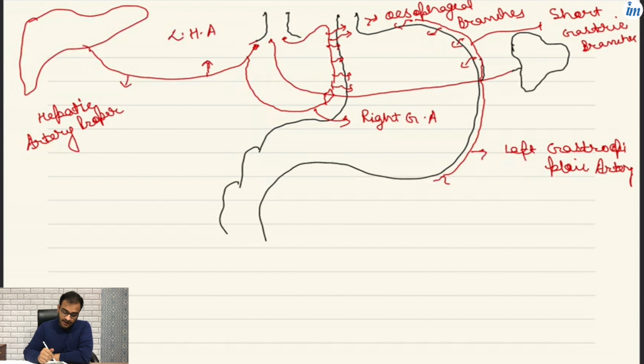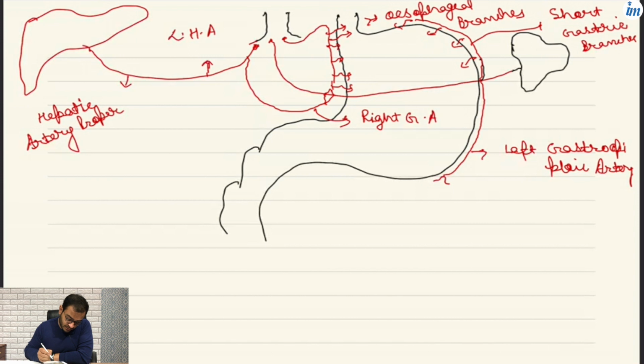So the left gastric artery anastomoses with the right gastric artery, but the left gastric artery arises from the celiac trunk, while the right gastric artery is a branch of the common hepatic artery, which arises from the celiac trunk. We need to keep this in mind.